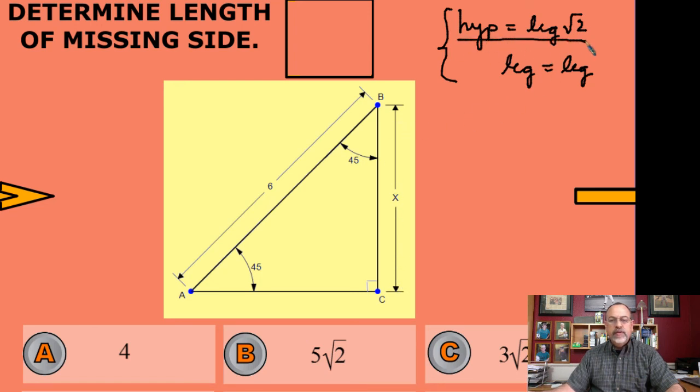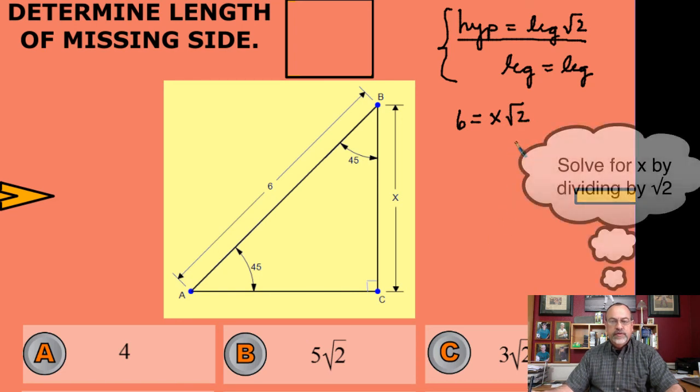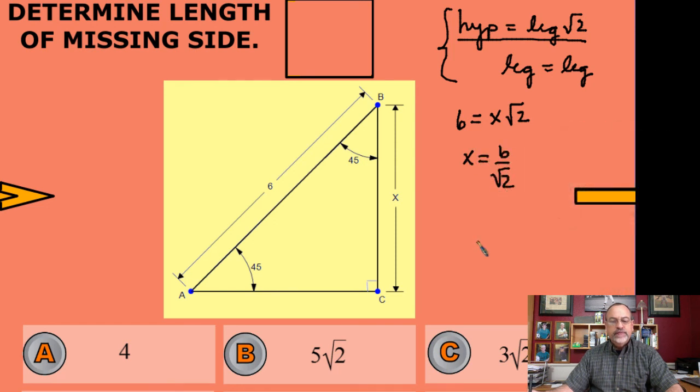So I'm going to use my relationship and substitute in the value where it goes. The hypotenuse is 6, so I'm going to substitute in 6. And I need to know what the leg is. That's x times the square root of 2. So I simply solve for x. So x is going to be equal to 6 divided by the square root of 2.